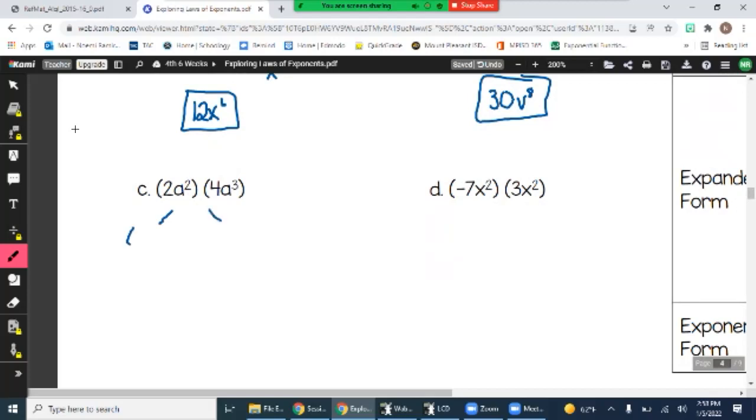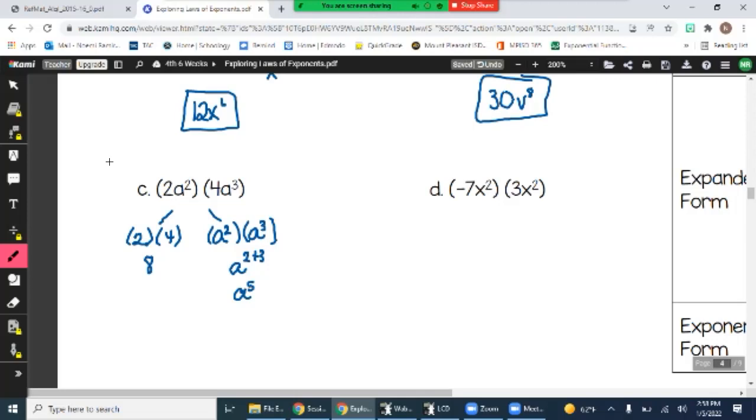What's in my first group? Can I have more than 2 groups? Yes, you can. Sometimes you're going to have a coefficient, but also 2 or 3 variables. So yes, you can have more than 2 groups. What's in my first group? 2 and 4. And 2 times 4 is 8. And in my second group? Correct. We're multiplying 2 powers with the same base. So base stays the same. What do we do with the exponent? Add. And 2 plus 3 is 5.